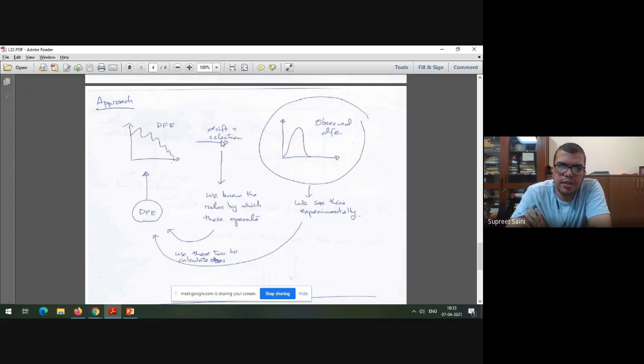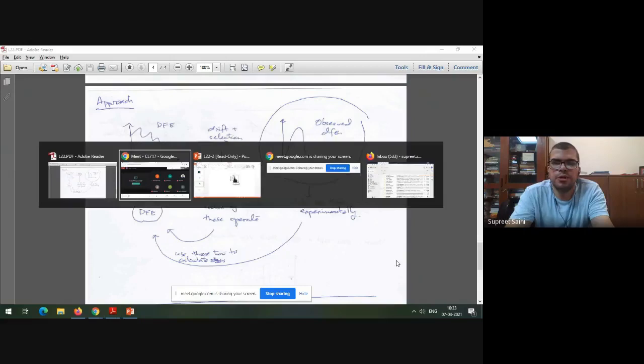The action of drift and selection, we know the rules by which these forces are operating in the chemostat. So now our approach to find the DFE will be that we are interested in that unknown distribution upon which, when these rules act, we will get this particular output, right? So does that make sense? Yes, no, want me to repeat?